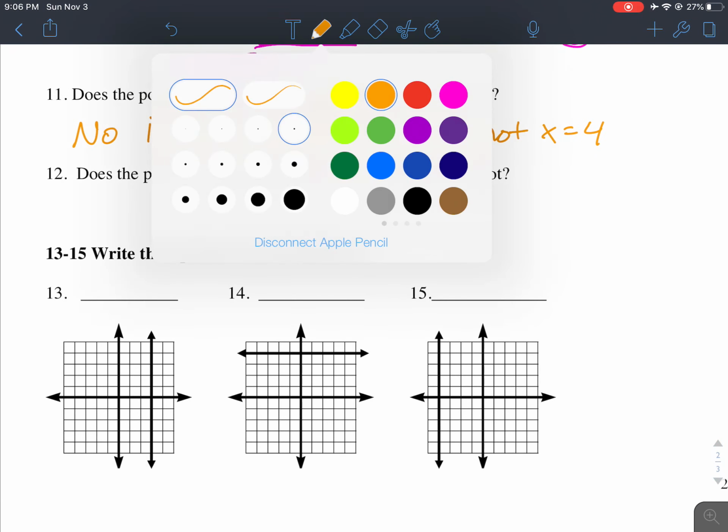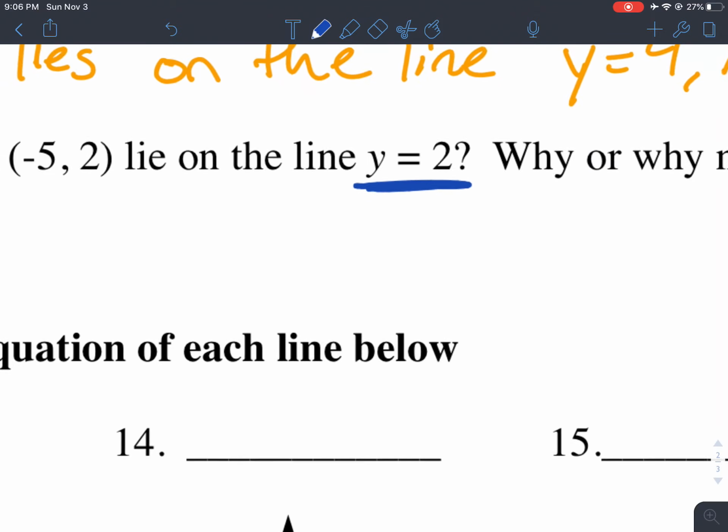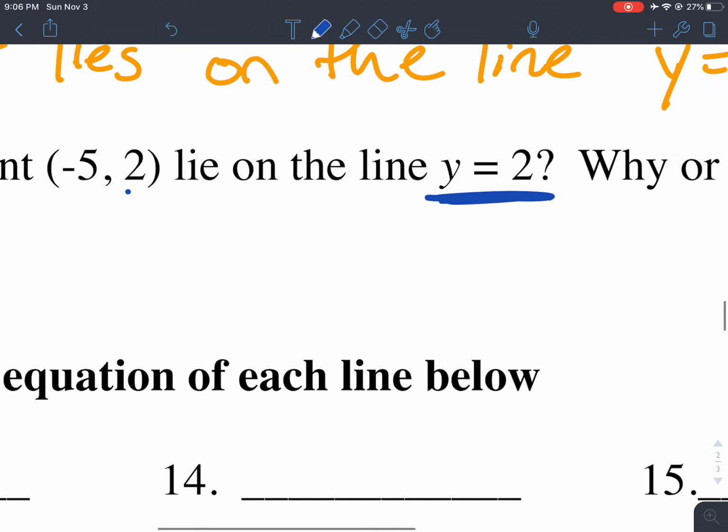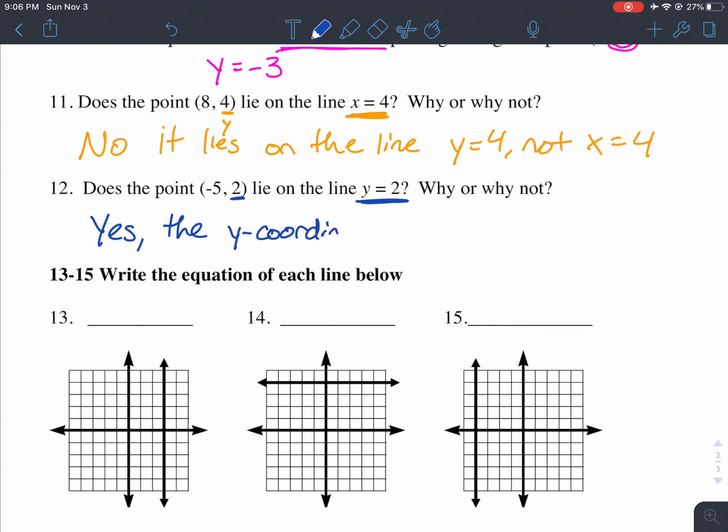Okay. Whereas for this next example, does the point -5, 2 lie on the line y equals 2? What that means is I'm going to look at the y coordinate and it needs to be a 2. Which it is. Yes. The y coordinate is 2. So we just need to make sure that those numbers align.